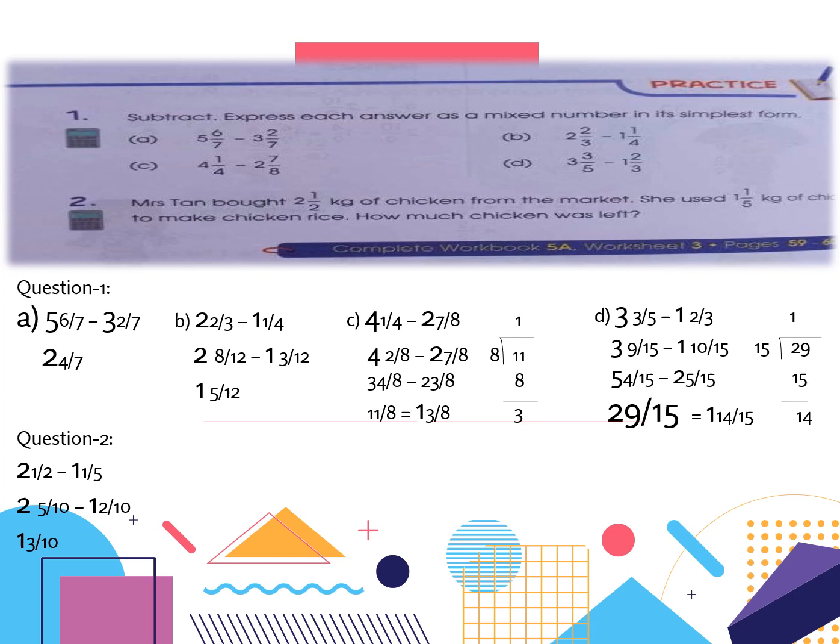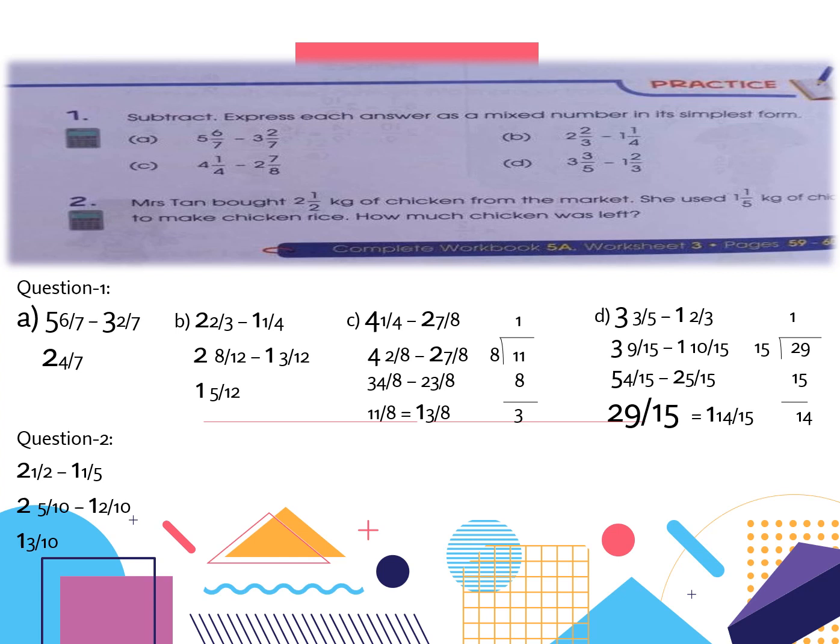Now in part D, we have 3 whole number 3 over 5 minus 1 whole number 2 over 3. Here again we make the denominators the same, and for that purpose we multiply and divide 3 over 5 by 3. So 3 into 3 is 9 and 5 into 3 is 15. And for 2 over 3 we multiply and divide by 5, so it becomes 2 into 5 is 10 and 3 into 5 is 15.